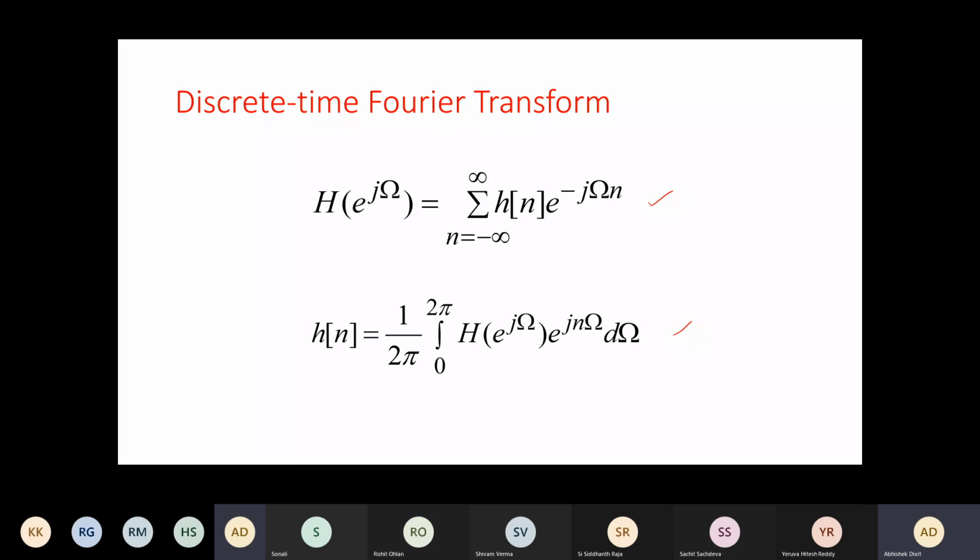Rohit, can you unmute yourself? Can you mute yourself? Sorry.